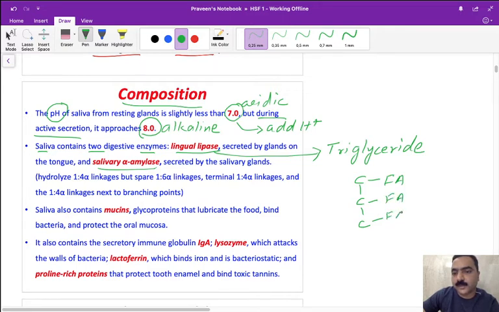So when the lipase acts on this, what does it do? It cleaves these two bonds, the bond over here and the bond over here. That means it makes what? Two molecules of free fatty acids, and one molecule of 2-monoglyceride.